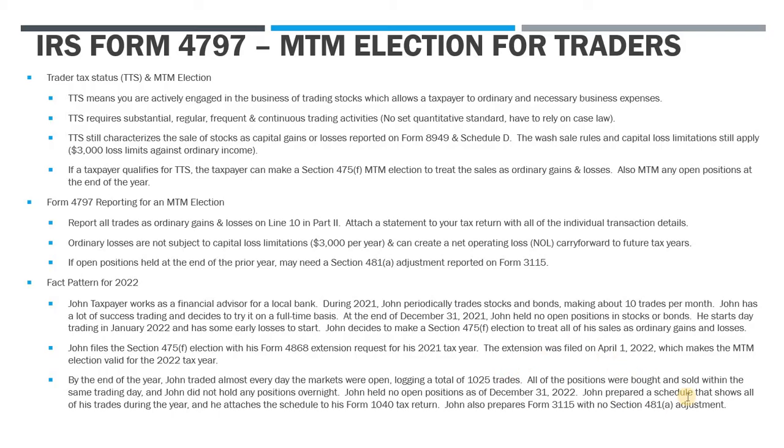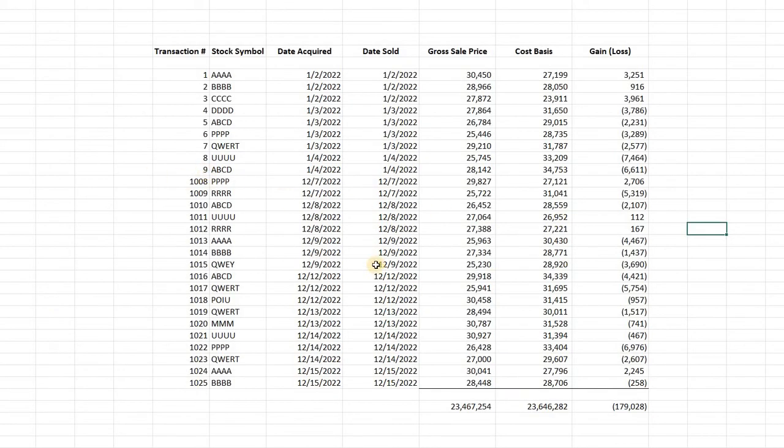Now, John prepared a schedule that shows all of his trades during the year. That's that Excel workbook. We'll take a quick look at that. And he uses that to complete his 1040 and the 4797. All right, so if we have a look at the Excel workbook, I've hidden the rows in here just so it would fit on one page, but you should have something that looks like this, right?